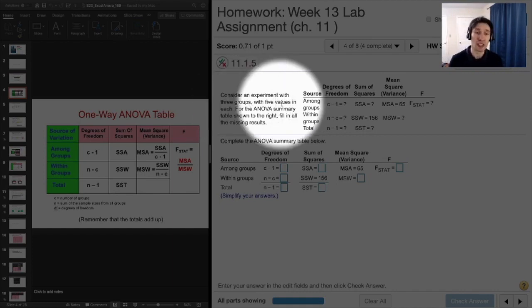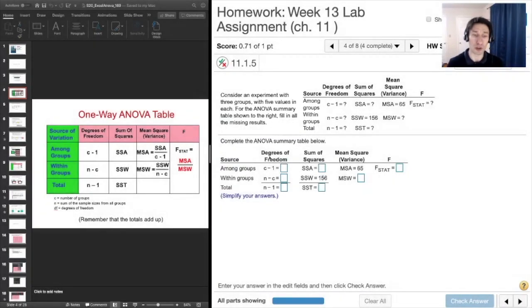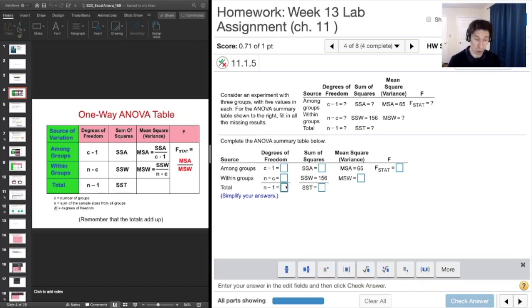And so you see these numbers, what do you think in your head? First of all, you can fill in these degrees of freedom. What is n? N is just 5 times 3, so that's 15. So n minus 1 is 14. N minus c is 15 minus the number of groups, so 15 minus 3, that's 12. And c minus 1 is going to be number of groups minus 1, that's 2.